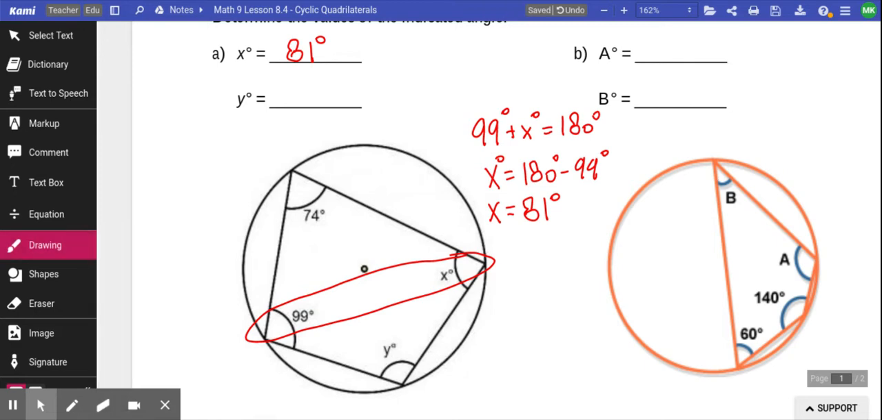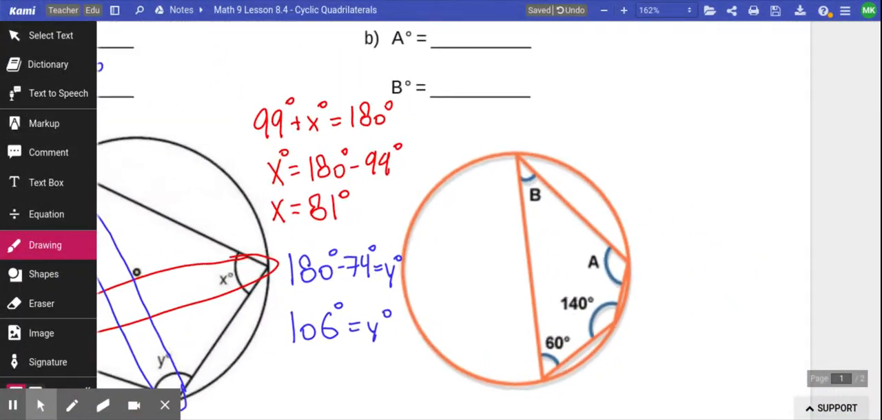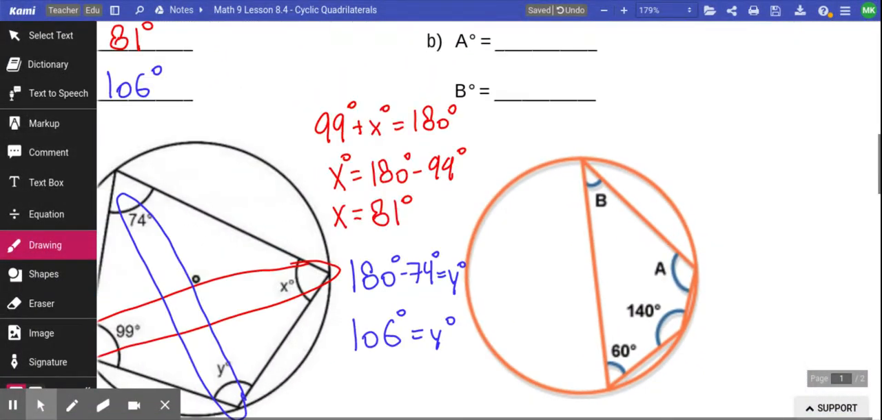For Y, we notice that Y is opposite of 74, and they're both interior angles. So that means if they should add to be 180, I'm just going to do a shortcut here. If I take 180 and subtract 74, it should equal Y. Just a bit of a shortcut. If you do that, you should get 106 degrees is equal to Y. Easy, right? That's probably the easiest rule that we apply. As long as you can identify opposite angles that are both interior, it's a simple rule.